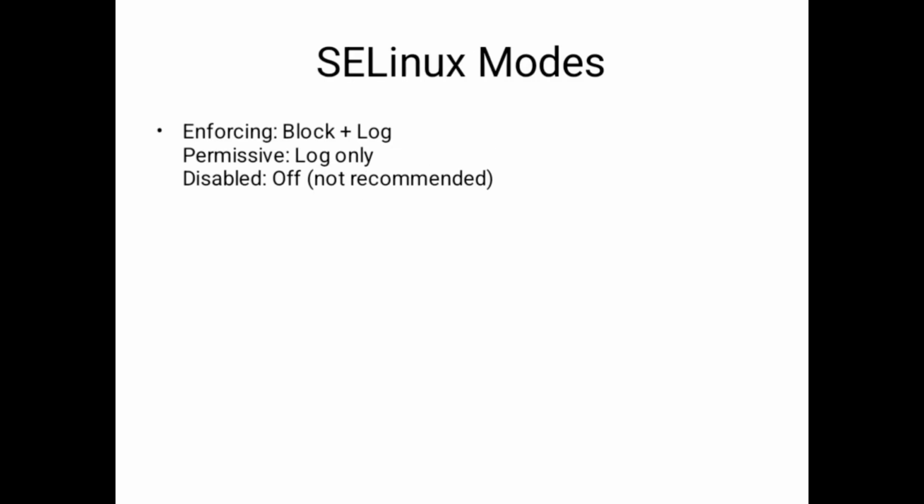SE Linux mode. There are three types of SE Linux mode. One is enforcing mode, another is permissive, and another is disabled. Enforcing mode: if a user has access to one particular file and tries to access some other file resources, it will block the access permission.